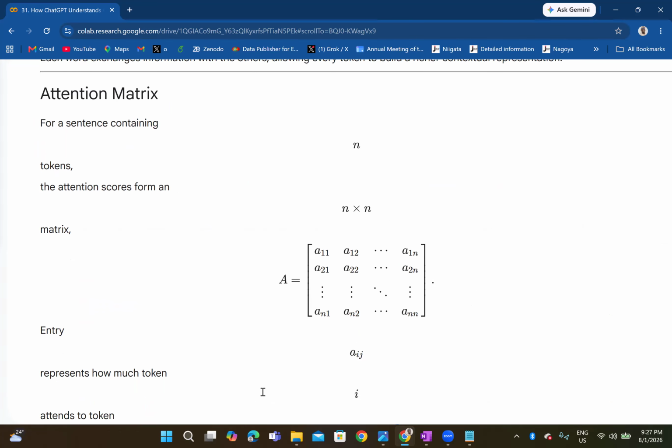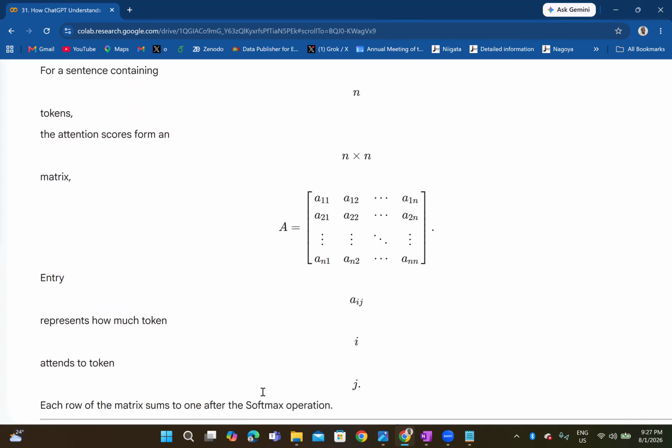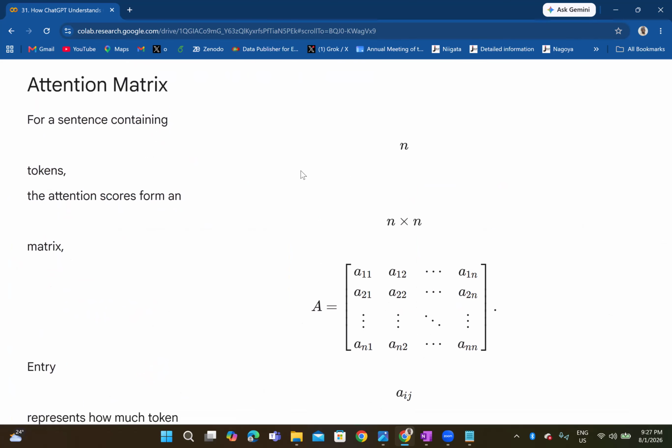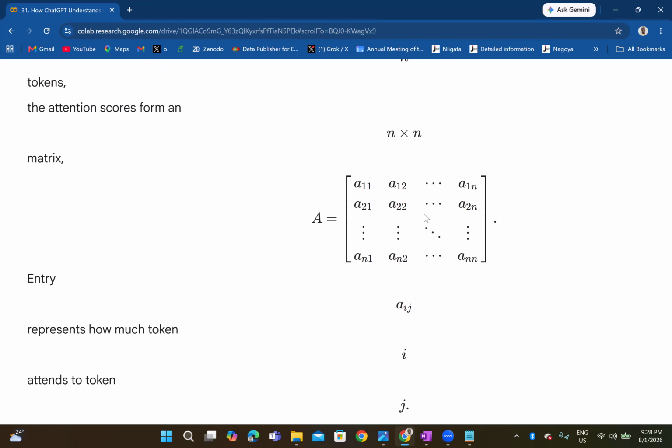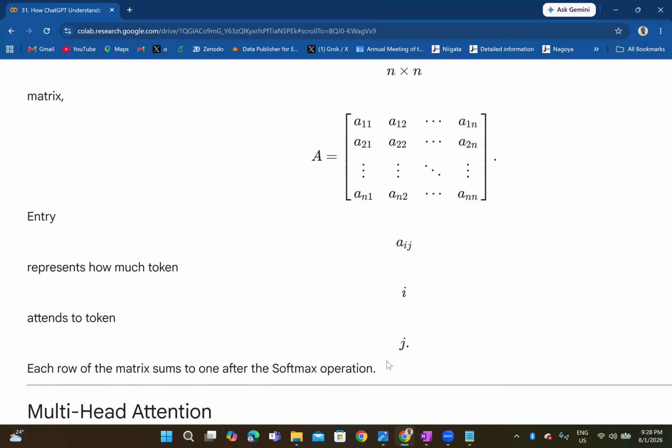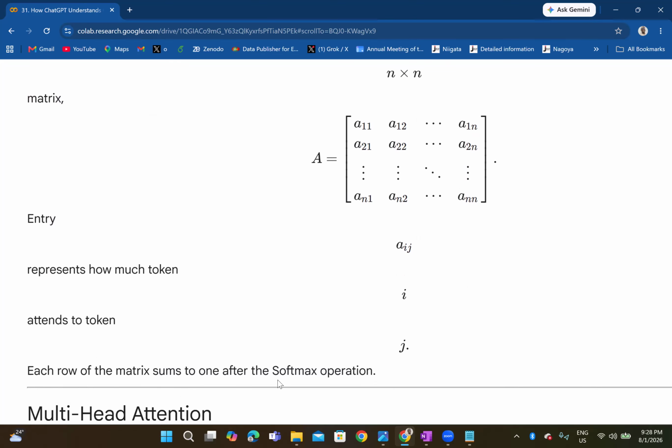For a sentence containing n tokens, the attention scores form an n by n matrix, right? Because every word is compared with itself and with the other words. That's why you have A11 between one and one, then ANN between n and n, and every other pair in between. That's why the attention scores form an n by n matrix. The entry Aij represents how much token i attends to token j. Each row of the matrix sums to 1 after the softmax operation, so every row sums to 1.